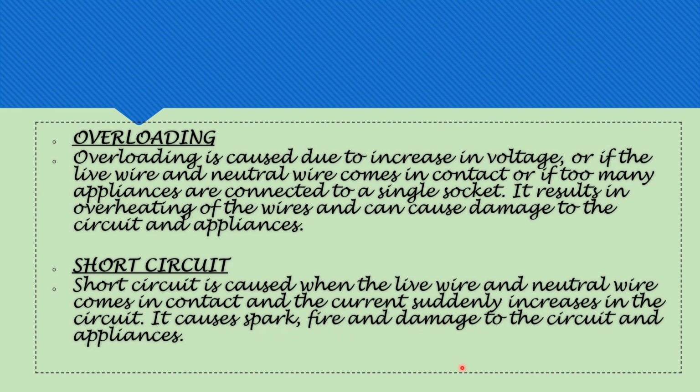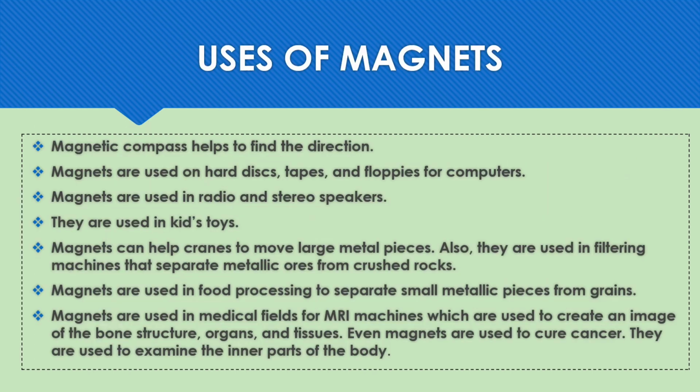So these magnets are used in many fields. These magnets are used to find directions. They are used in the computer field. They can be used for hard disks, tapes and floppies for computers. They are also used for radio and stereo speakers, and they are used in kids' toys. They are also used in refrigerator magnets. Magnets are also used to move large metal pieces, and they can also be used for filtering purposes, to separate metallic ores from crushed rocks. And it is also used in food processing to separate small metallic pieces from the grains.